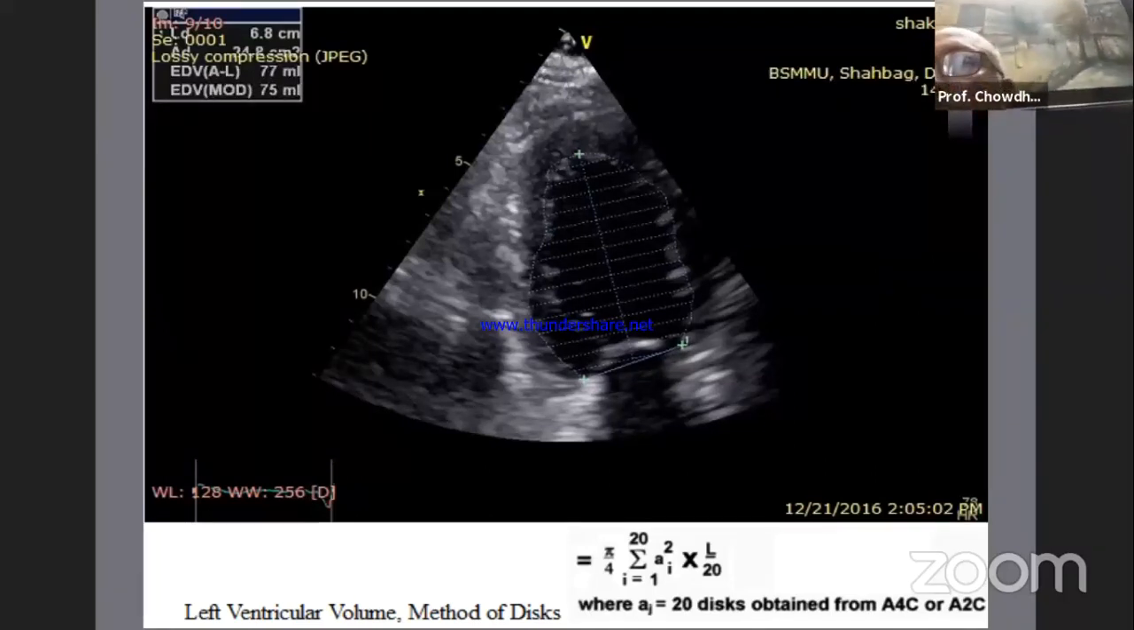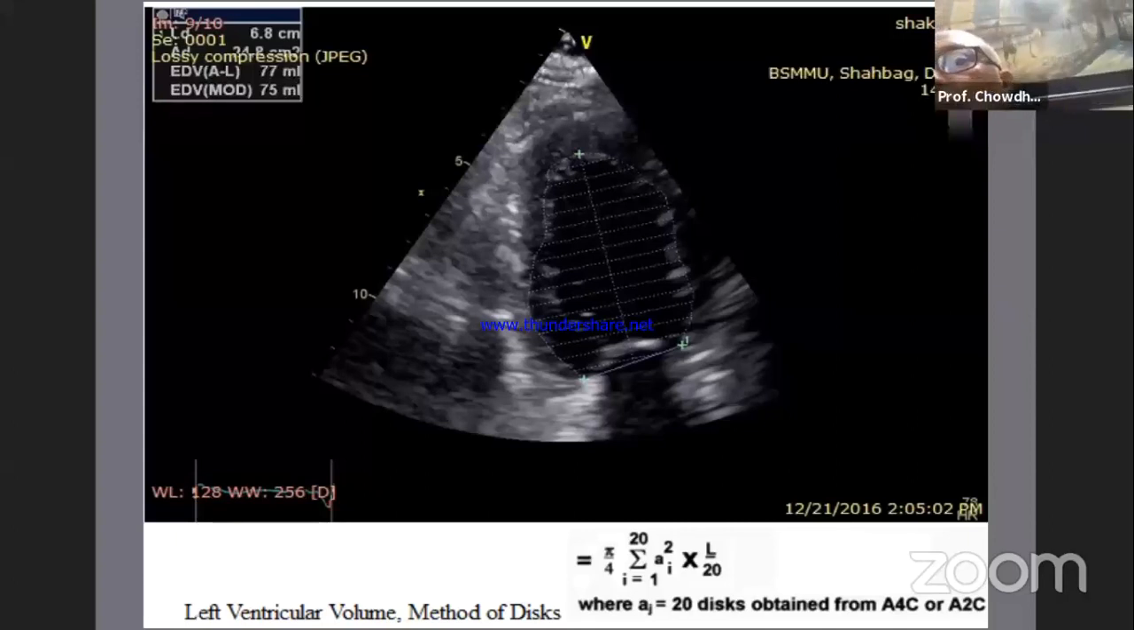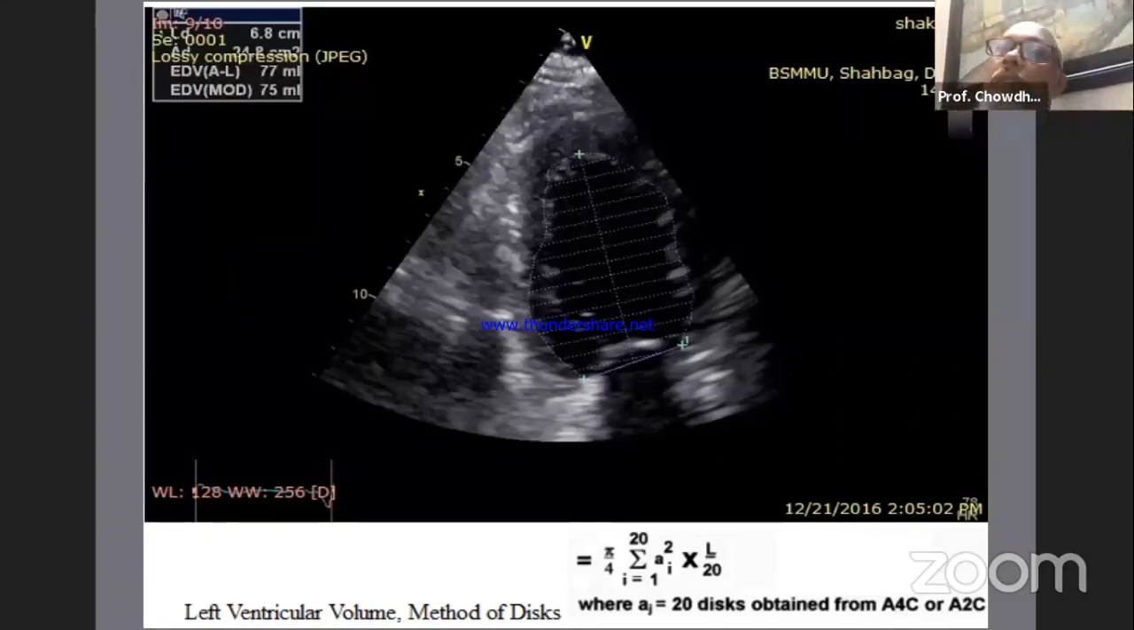And gain control is, of course, important. Particularly in this patient, we need to see the trabeculae. And if we are able to see the trabeculae well, then probably with reasonable gain, this will do the trick for us. And our next job is to define the endocardial border, which should not include the trabeculae.